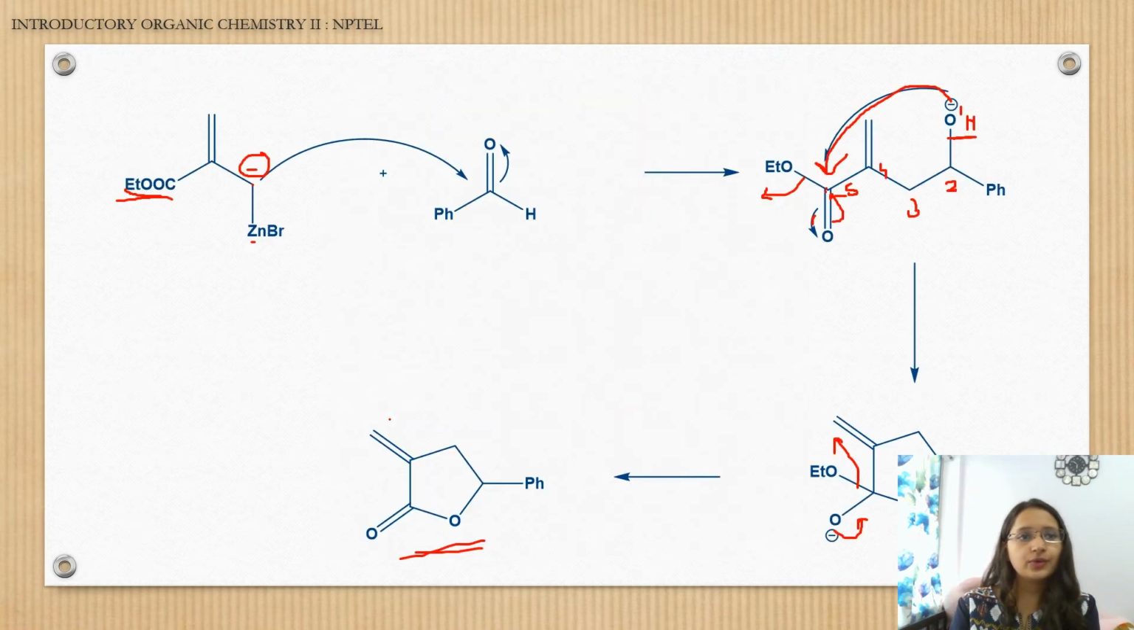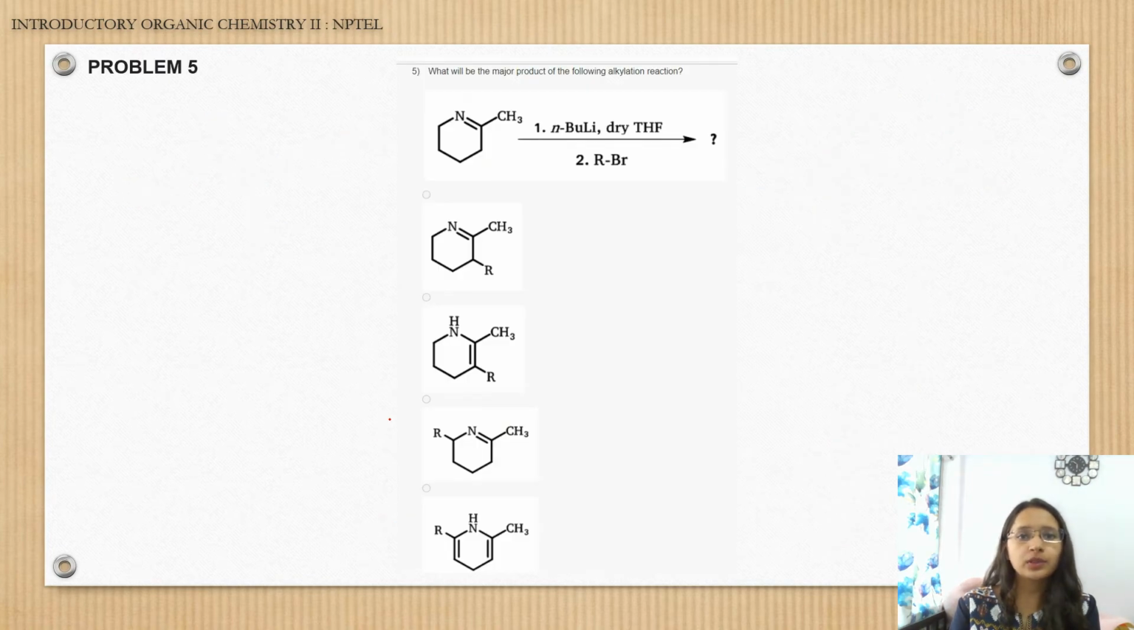So now coming to problem 5. It is a very easy problem, guys. So just have your minds on it. So see, here what they are asking is, what will be the major product of the following alkylation reaction? So now here your n-butyl lithium is there. n-Butyl lithium is also a base. It will abstract an acidic proton from your system. And then they have treated it with dry THF, and the second step is they have treated it with RBr.